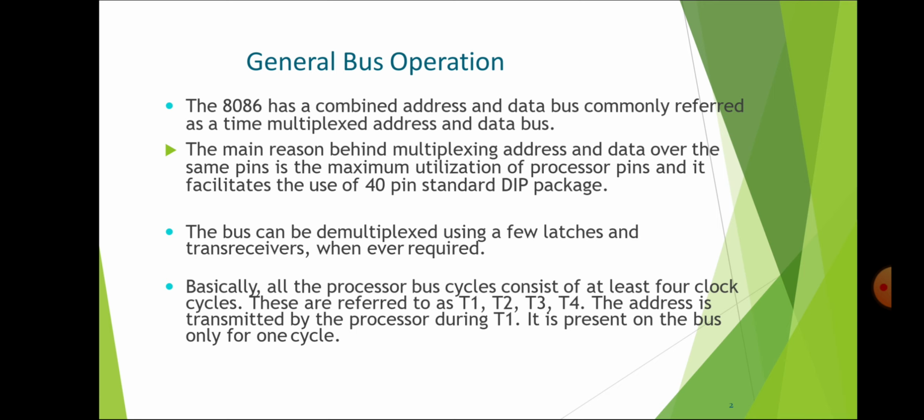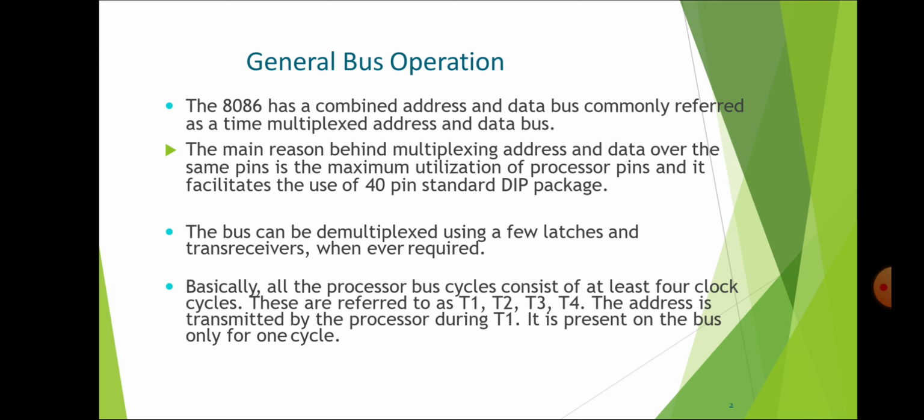If the data bus were different and the address bus were different, it would require 16 more pins. That is not a good practice, so that is the reason behind combining the address and data bus. The bus can be demultiplexed using a few latches and transceivers whenever required. Latches are used, which I will explain in further slides, to demultiplex this data and address bus.